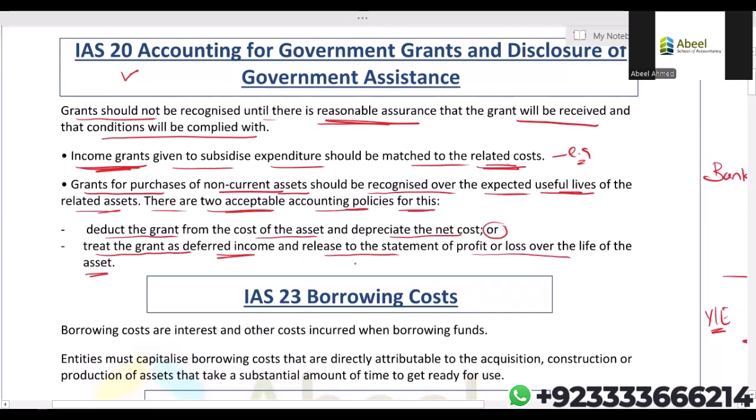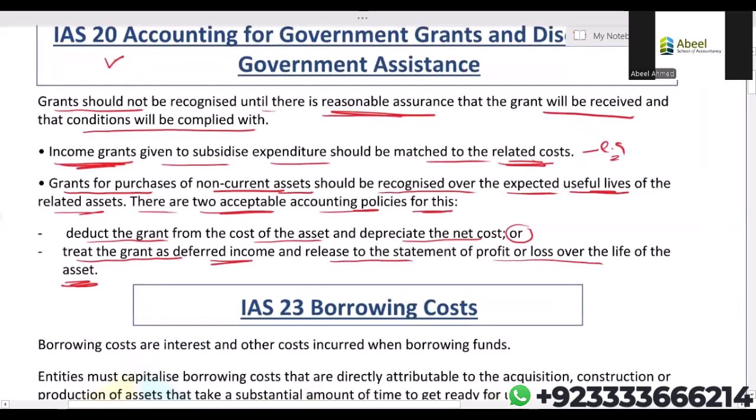Simply, on day one you recognize a deferred income as a liability, then slowly and gradually you amortize the government grant, and that amortization is your income. The second acceptable treatment is to treat the grant as deferred income. Deferred income means liability, and you release it to the statement of P&L over the life of the asset. Now students, I want comments from you. What do you think? Both accounting treatments are acceptable. This is number one. Both are acceptable.